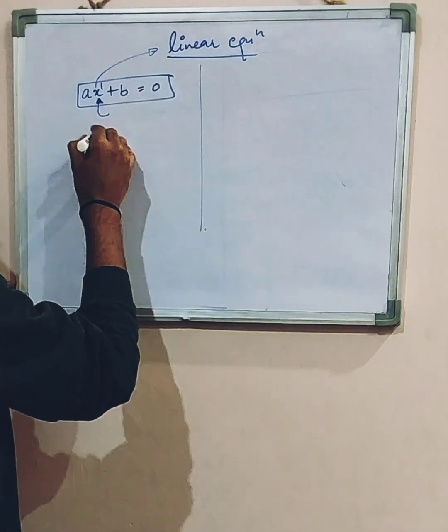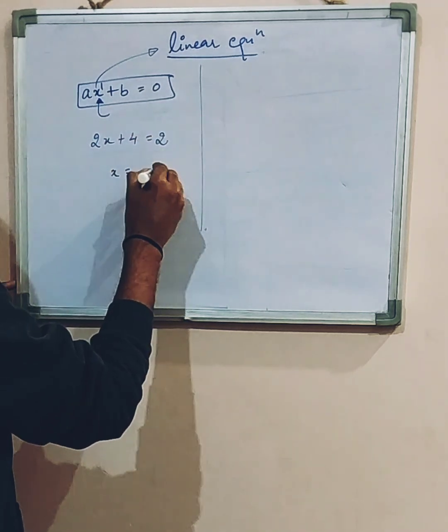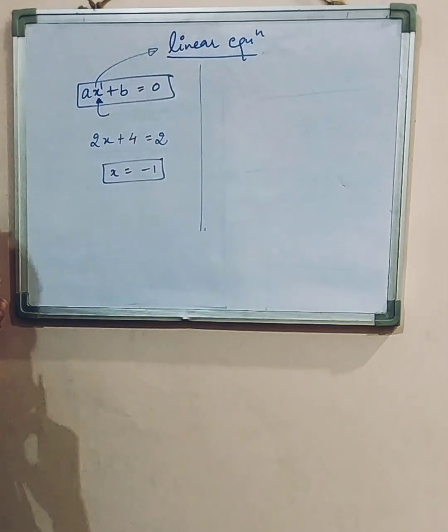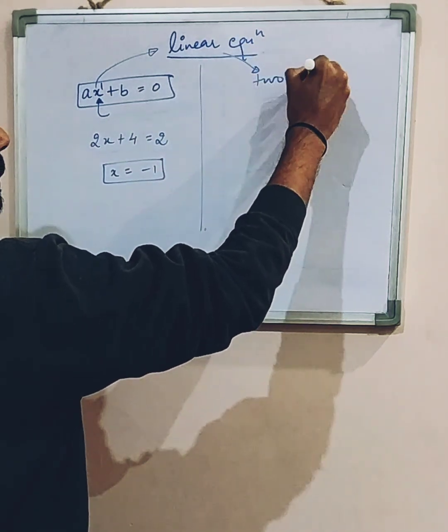Okay. For example, 2x plus 4 is equal to 2. So x is equal to minus 1, right? Here. And now moving ahead to two variables.